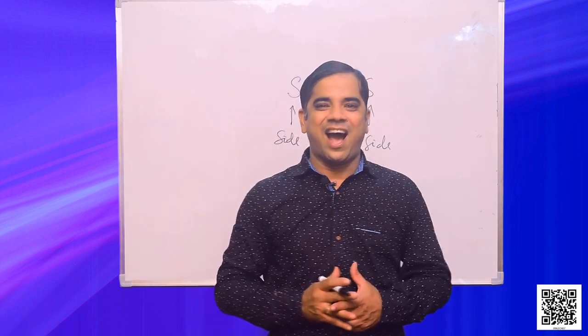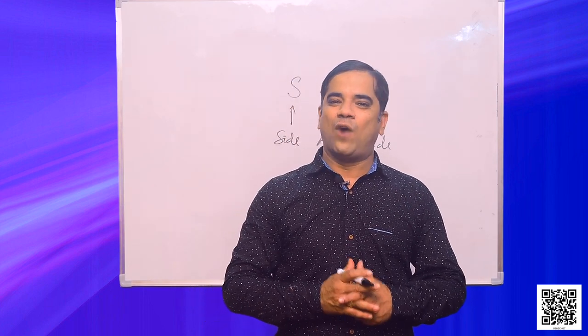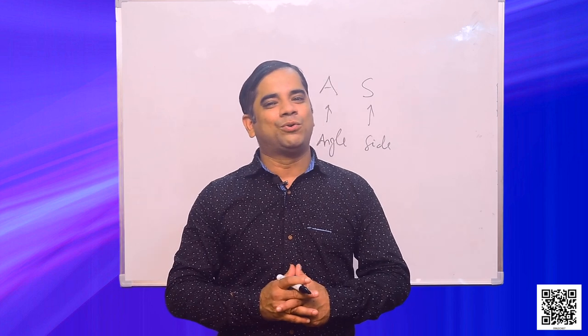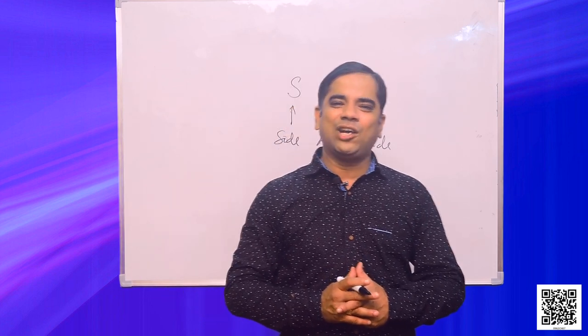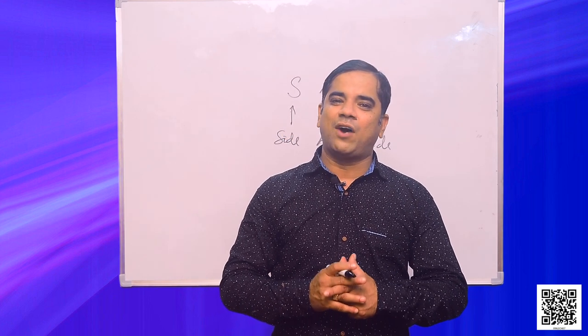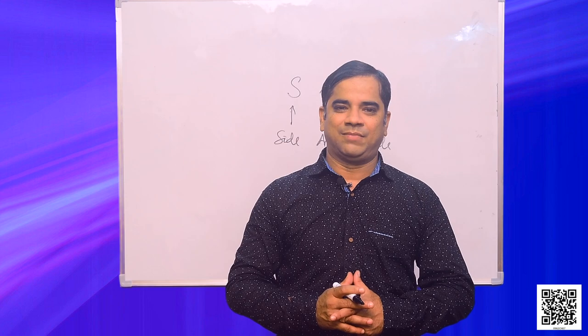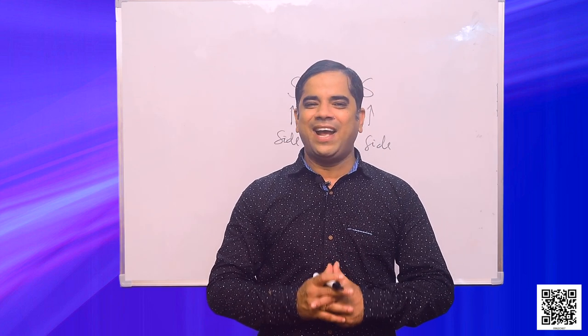Two triangles are congruent if two sides and the included angle of one triangle are equal to the two sides and the included angle of the other triangle. This result cannot be proved with the help of previously known results, and so it is accepted as true as an axiom. Let us now take some examples.